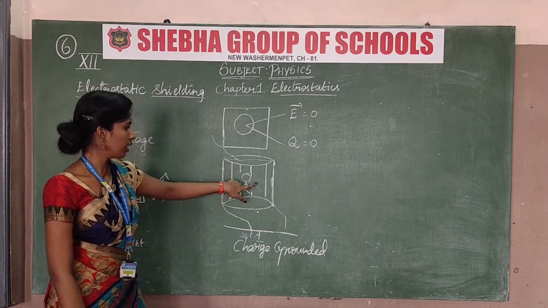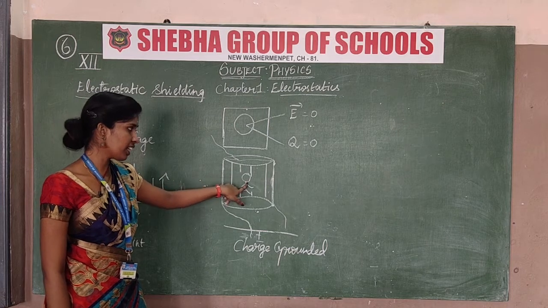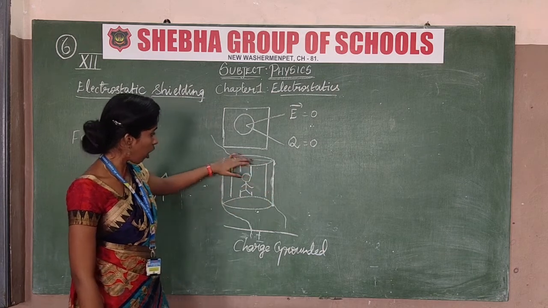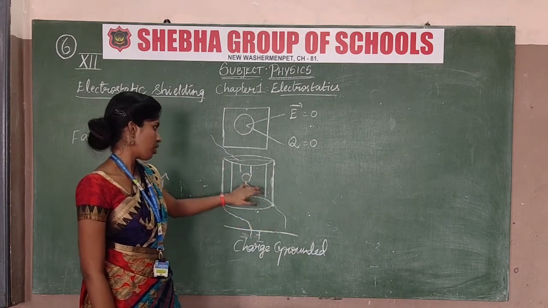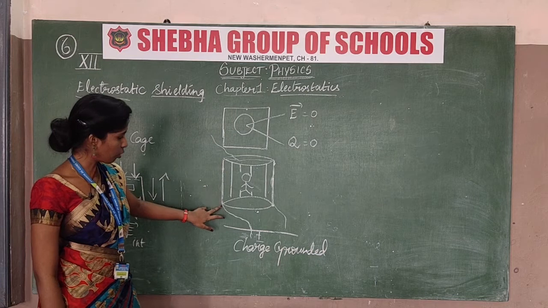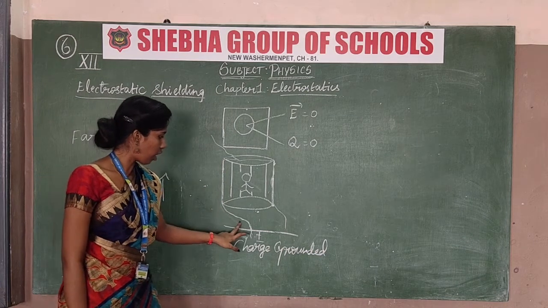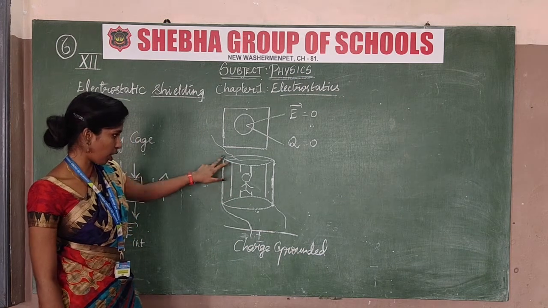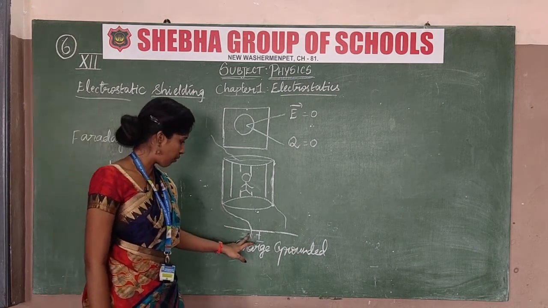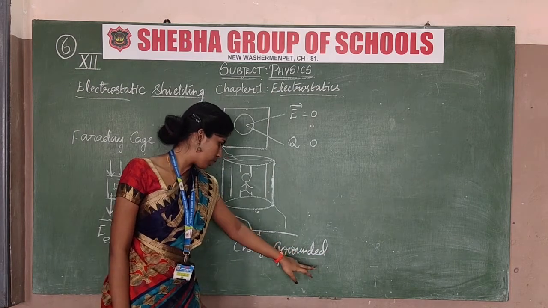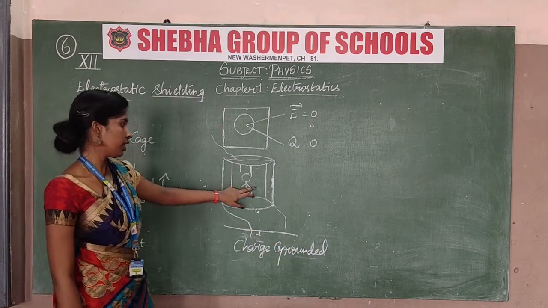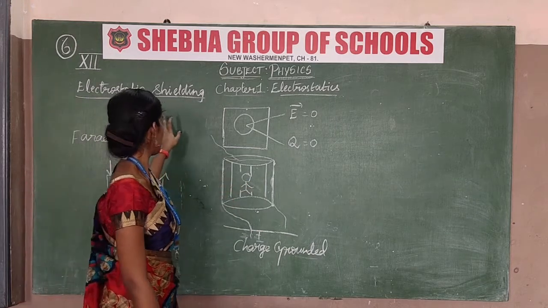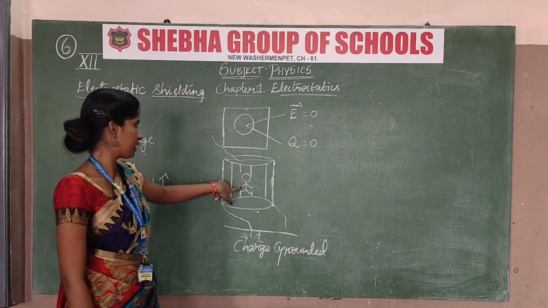So the person will be inside the cage. The thunderstorm is applied throughout the outer surface area of the cage. It will flow through the outer metal state, so it flows to the ground state. Already it flows through the outer coverage area of the metal to the ground. So the person will be safe inside the metal cage. So this is the best example of electrostatic shielding.